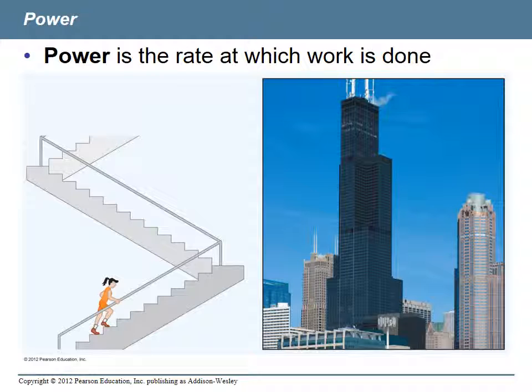But the power would be different, right? If she does it faster, then it's over a smaller time interval, right? So the power would be greater. If she does it faster, she uses more power or exerts more power, but the energy that she uses is exactly the same.